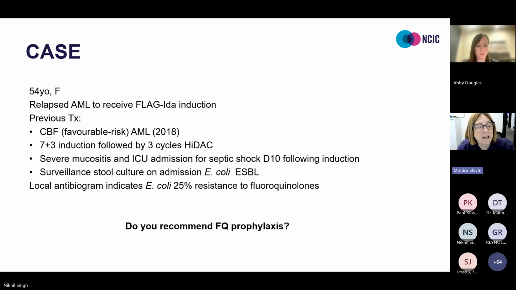We have a patient with relapsed AML to receive FLAG-Ida induction therapy. Previously, this patient had severe mucositis and ICU admission with septic shock from an E. coli with extended spectrum beta-lactamase production. And of course, in your hospital and in your unit, you note that fluoroquinolone resistance is relatively common within your institution. So the question is really, do you recommend fluoroquinolone prophylaxis? But even before that, we would consider whether you would recommend it on a more global scale across your institution for patients receiving inpatient chemotherapy. Next slide.